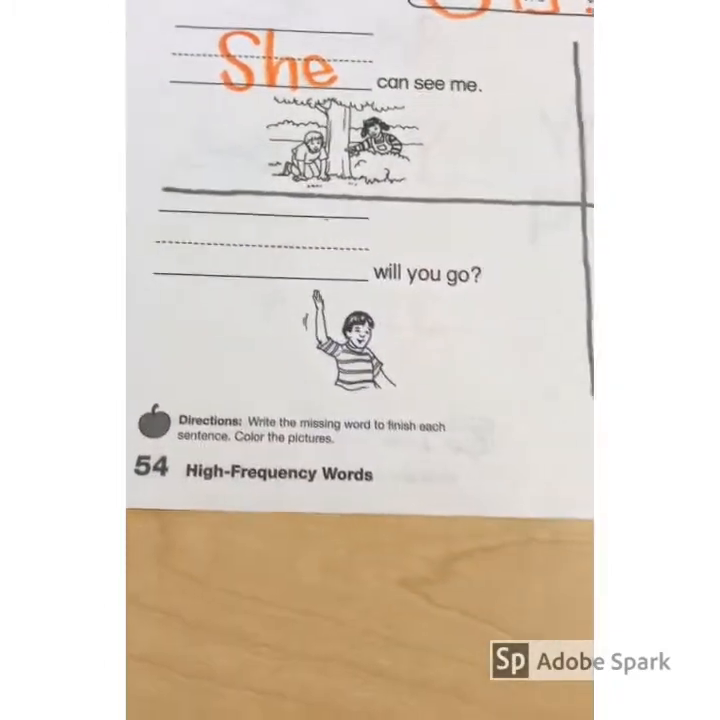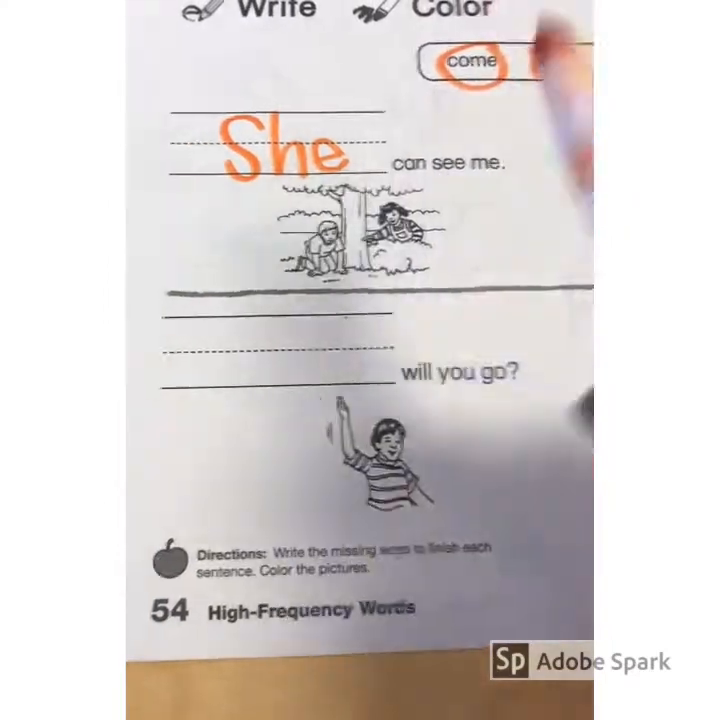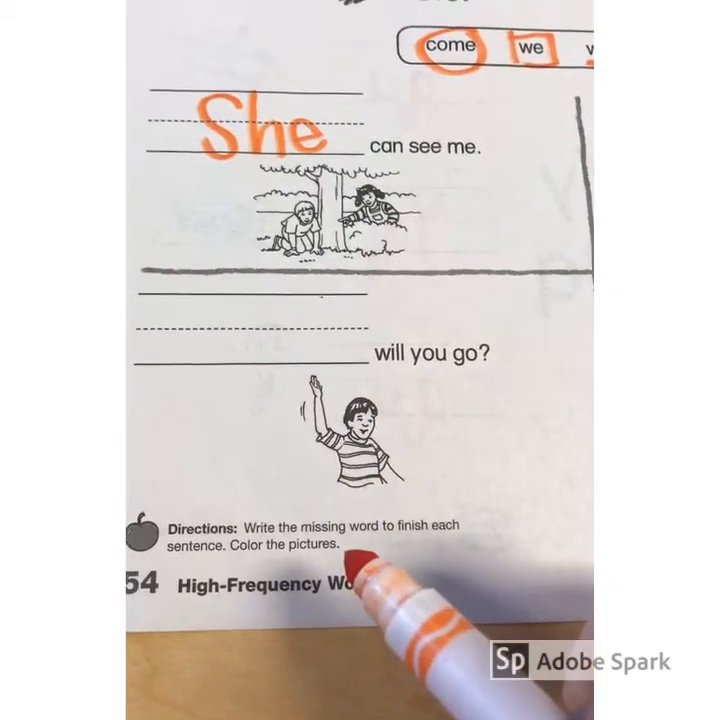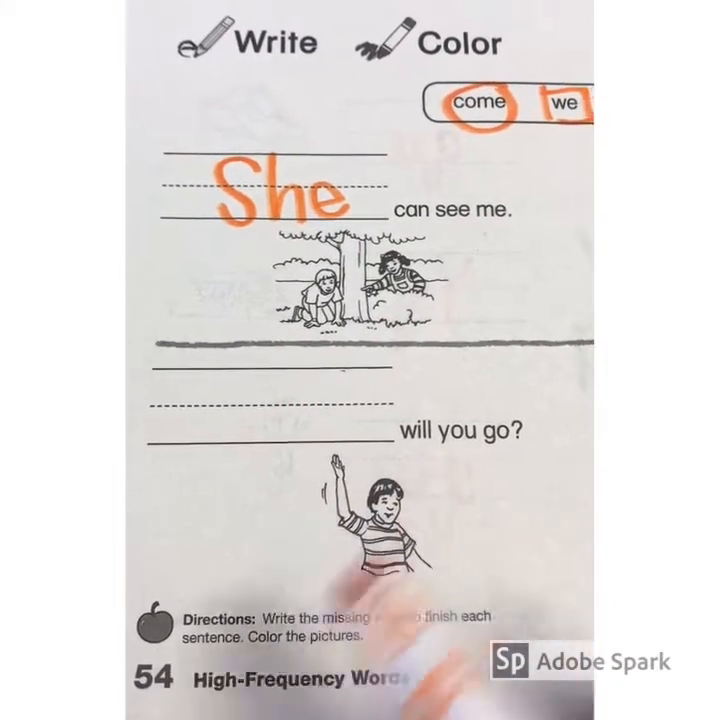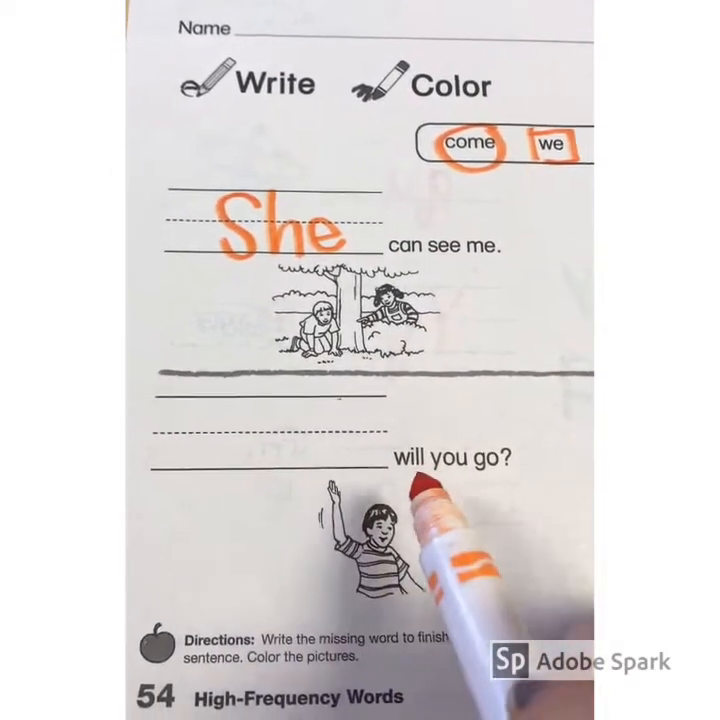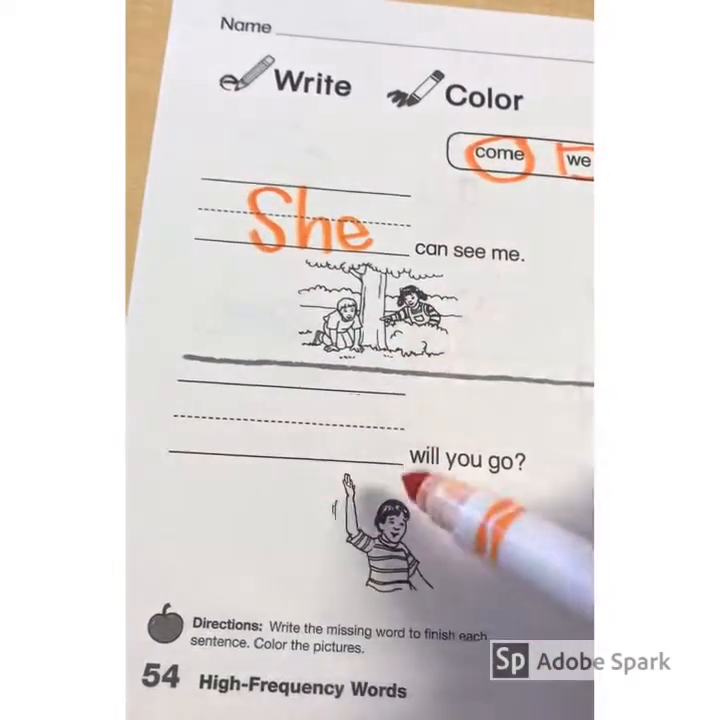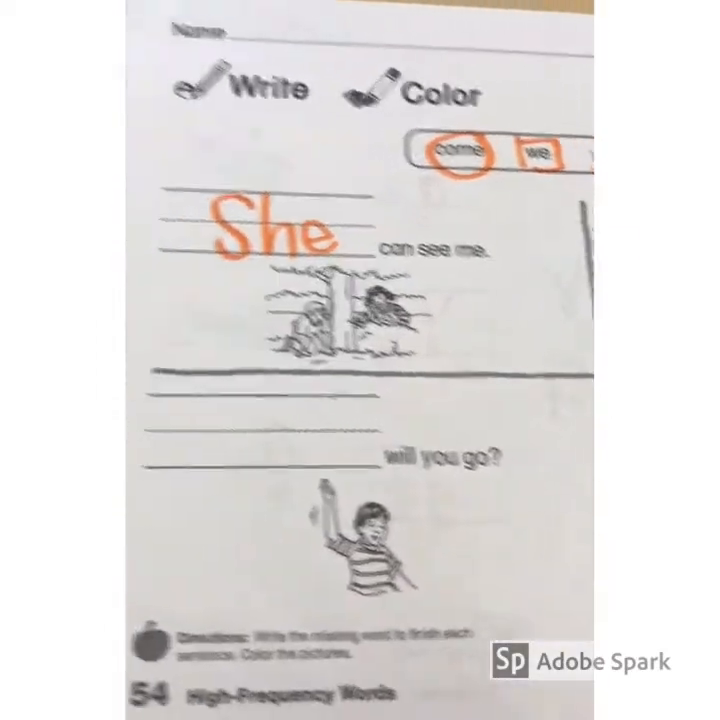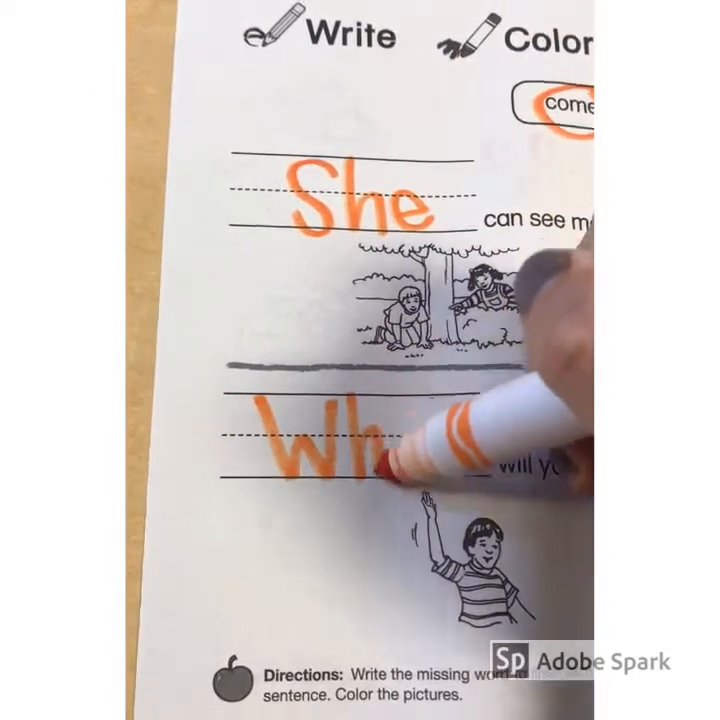All right, let's go down to the bottom here. Oh, we're going to cross off the word she because we used it. So let's try the word come first. Ready? Come, will you go? Nope, I don't think so. Let's try the word we. We will you go? That doesn't really work either. How about the word where? Where will you go? I think that one makes the most sense. So we're going to write where here. It's the first word in our sentence again, so that means the W has to be, right, uppercase. We're going to write uppercase W and then lowercase H-E-R-E.